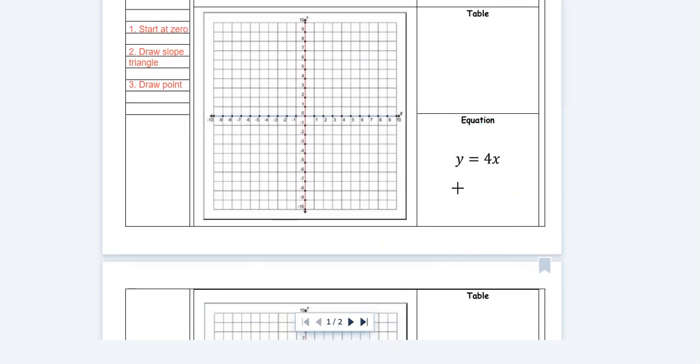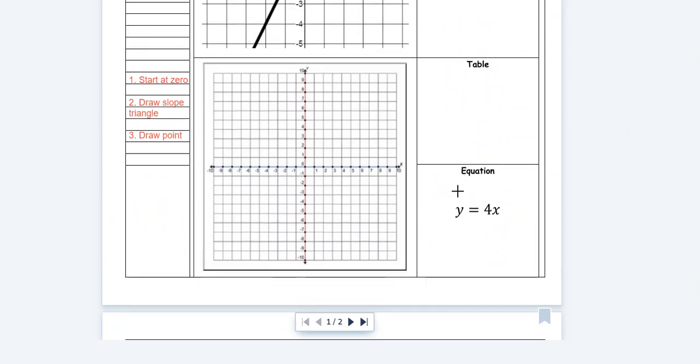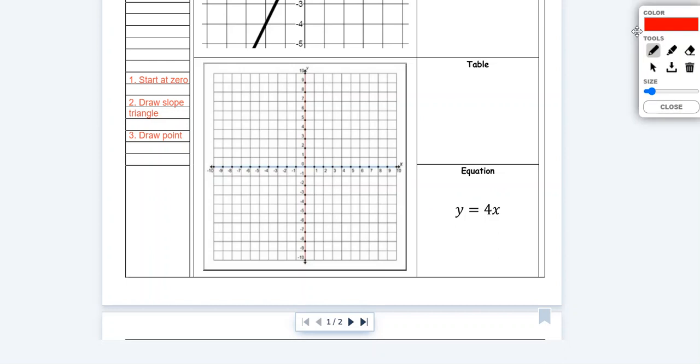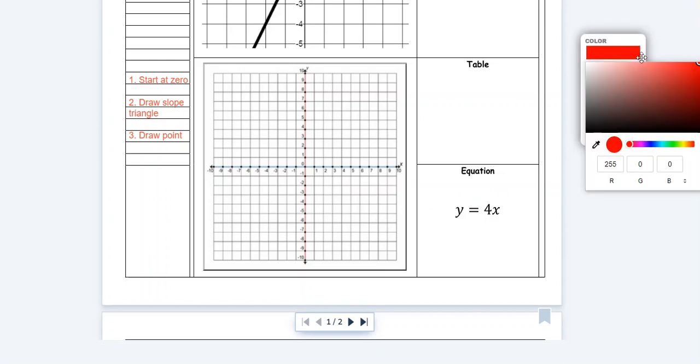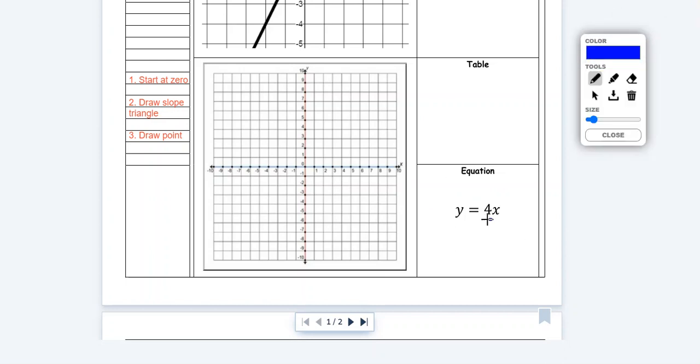Here we've been given the equation y is equal to 4x. So we're starting at our equation. Can you identify the slope in this equation? If you said 4, you're right. Our slope is always the number in front of x. It's going to be multiplicative. We're multiplying 4 times x. So m, or our slope, is equal to 4.